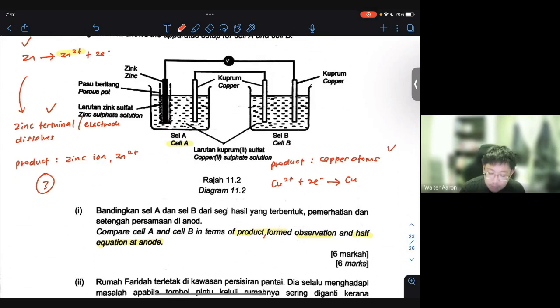One is if you state the product, and the other one you write down a half equation, you should be able to get 2 marks in total already. And then you're supposed to state your observation, right? So there are 2 observations in this case.